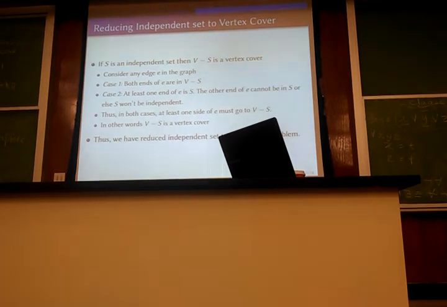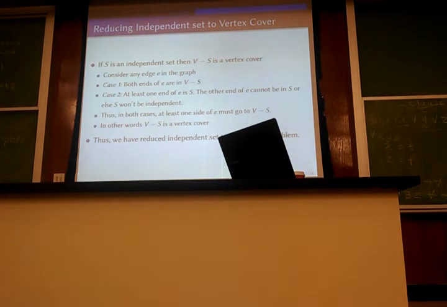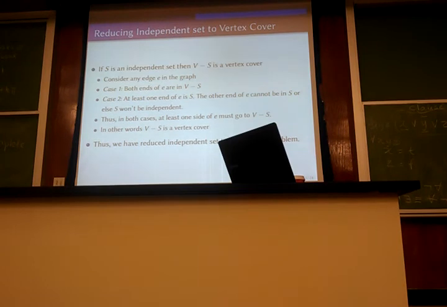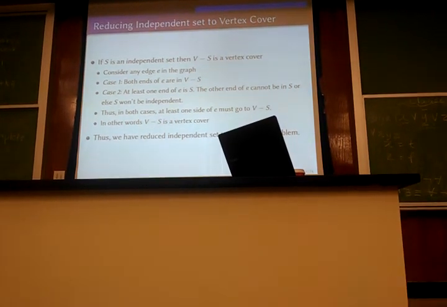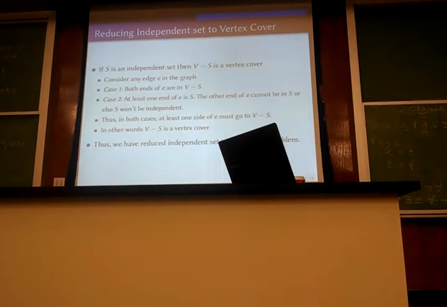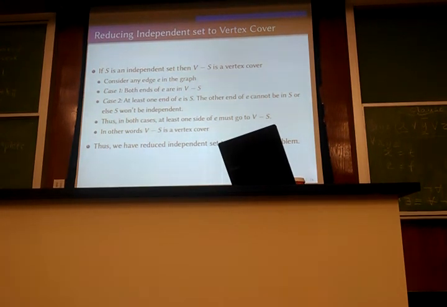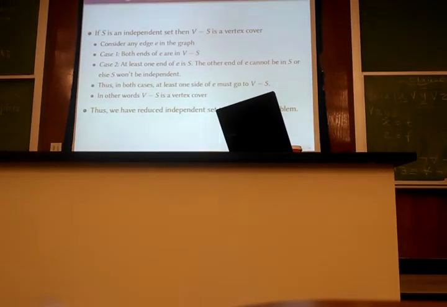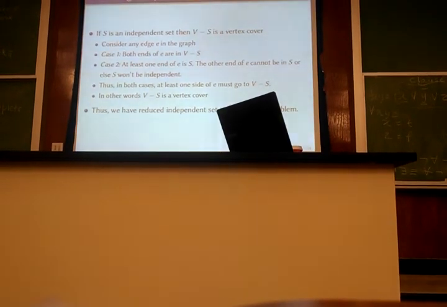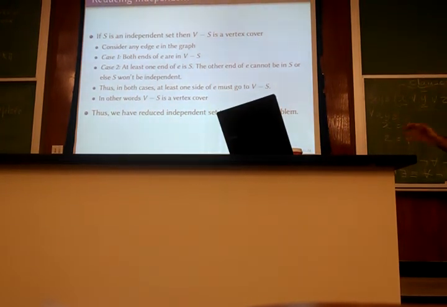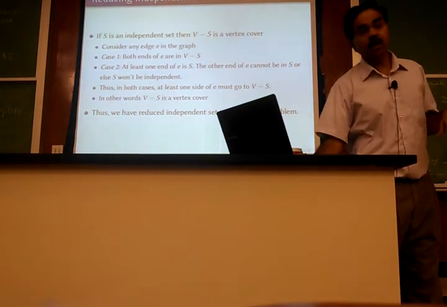Because notice that if S is an independent set, that means there are no edges between them, right? Which means that every edge in the graph is connected to some vertex outside of this independent set. Because no two vertices in the independent set are connected together, every edge in the graph goes from one of the vertices in the independent set to one of the vertices outside it. Which means that if you just pick all the vertices that are outside of this independent set, that will be a vertex cover. So this is how, once you have a solution for independent set, you can have a solution for vertex cover.